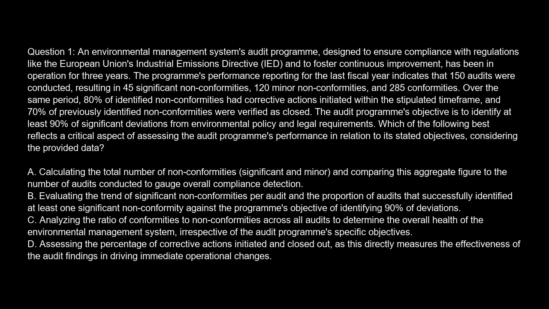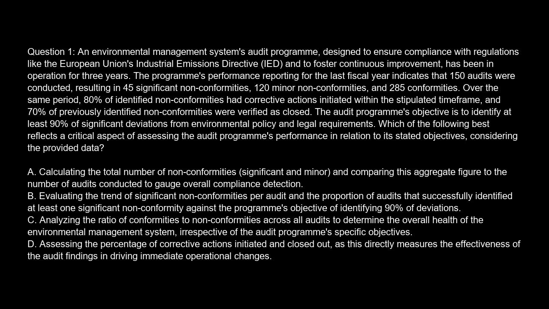Option A. Calculating the total number of nonconformities, significant and minor, and comparing this aggregate figure to the number of audits conducted to gauge overall compliance detection. Option B. Evaluating the trend of significant nonconformities per audit and the proportion of audits that successfully identified at least one significant nonconformity against the program's objective of identifying 90% of deviations.